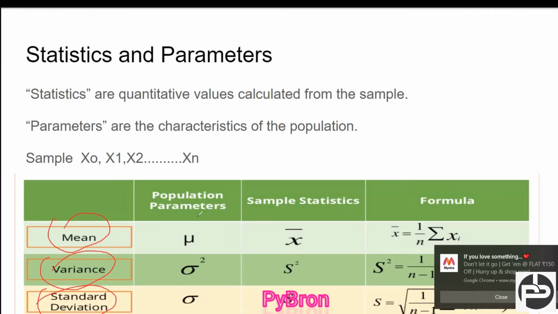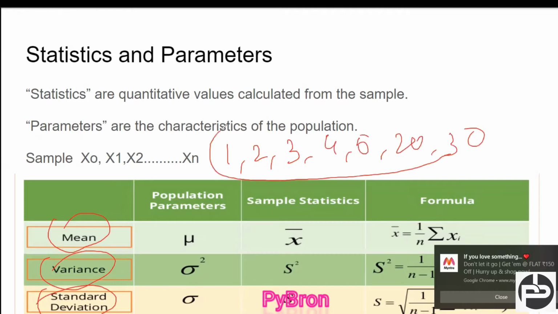I could say mean means the average of your data points. Suppose we have 1, 2, 3, 4, 5, 20, 30, all those data points. And if you are going to make an average of these data points, what we can do is add all those points, and how many numbers of data are there, 1, 2, 3, 4, 5, 6, 7, and divide by 7. This is known as the mean.